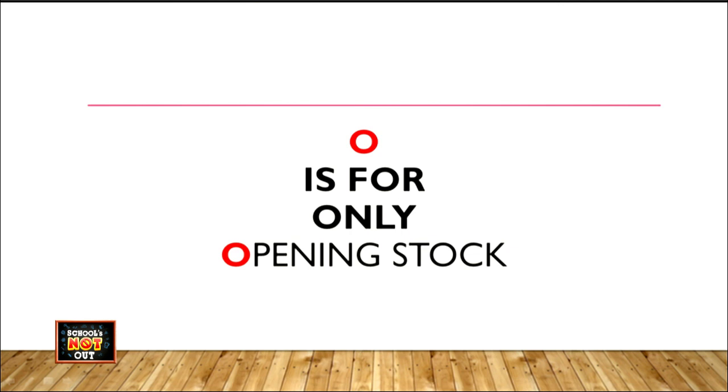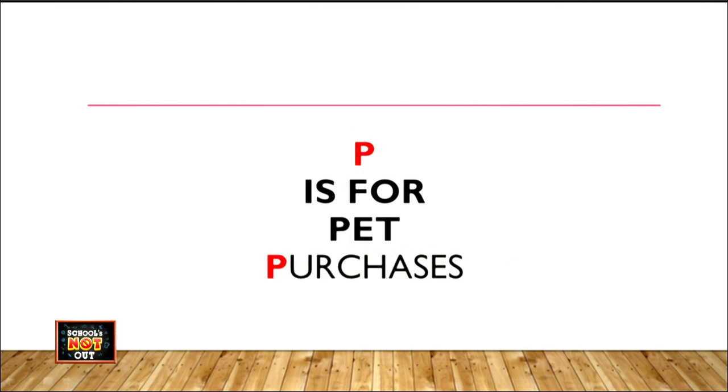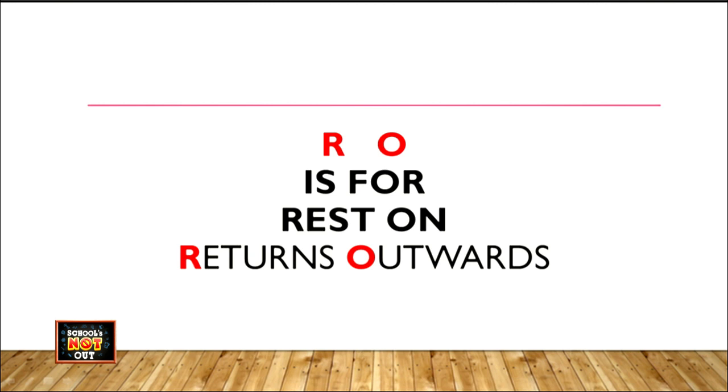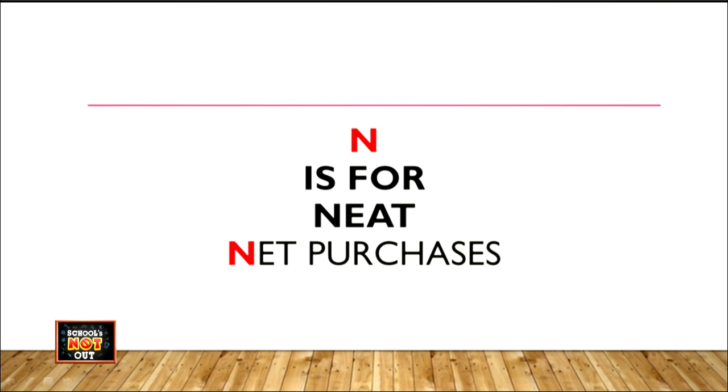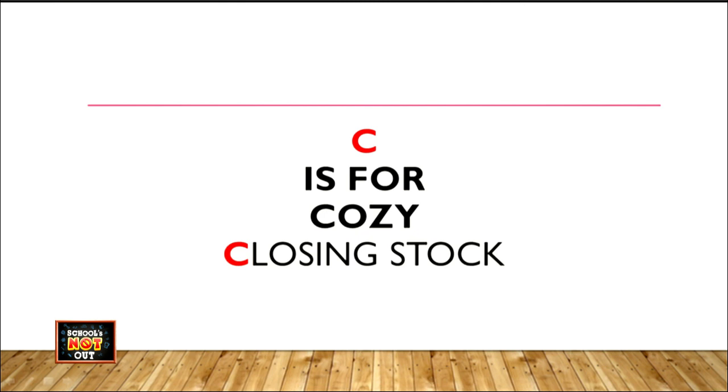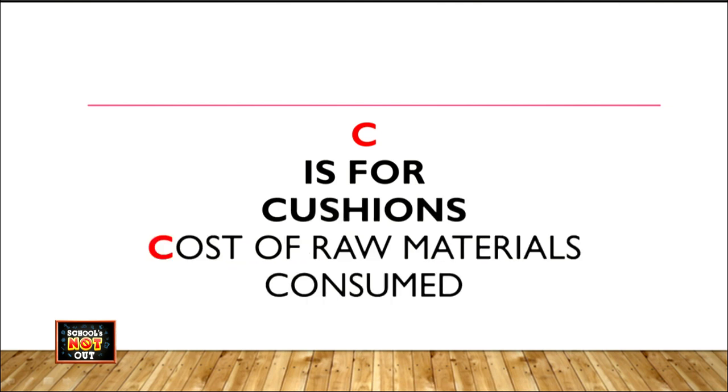So, in refreshing again, the O is for only, which represents our opening stock. The P is for pet, which stands for purchases. The C is for cats, which stands for our carriage inwards. Our O is for rest on, which represents our returns outwards. N is for neat, which stands for net purchases. C is for comfortable, which stands for cost of raw material available for use. Then we have another C, which stands for cozy, which is for closing stock. Then we have yet another C, which is for cushions, and this represents our cost of raw material consumed.